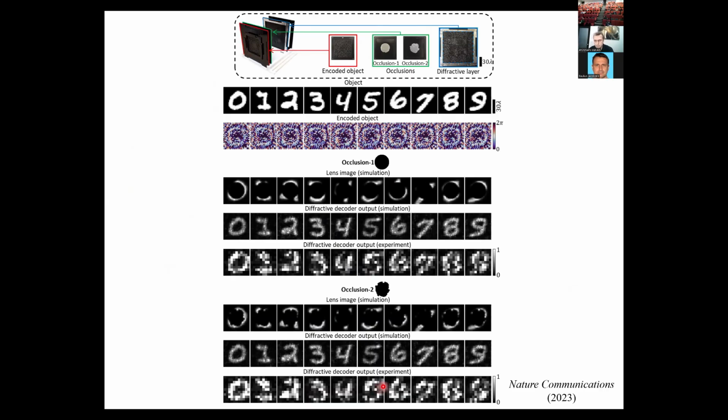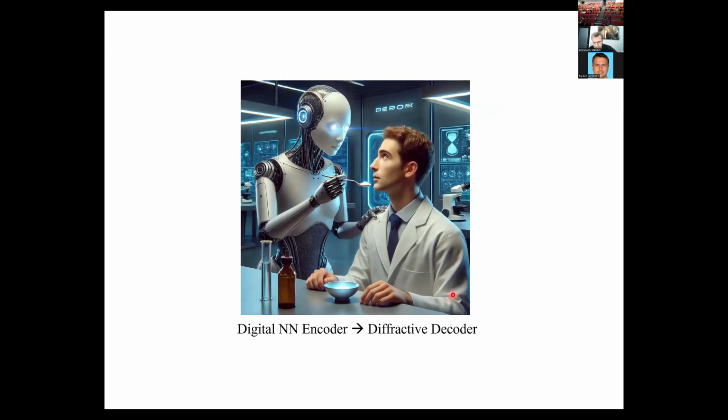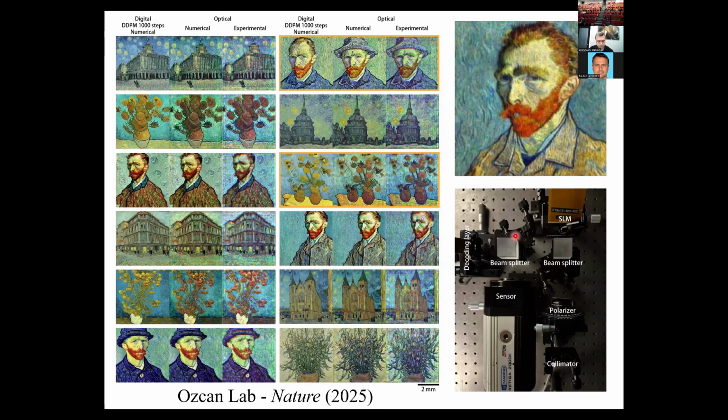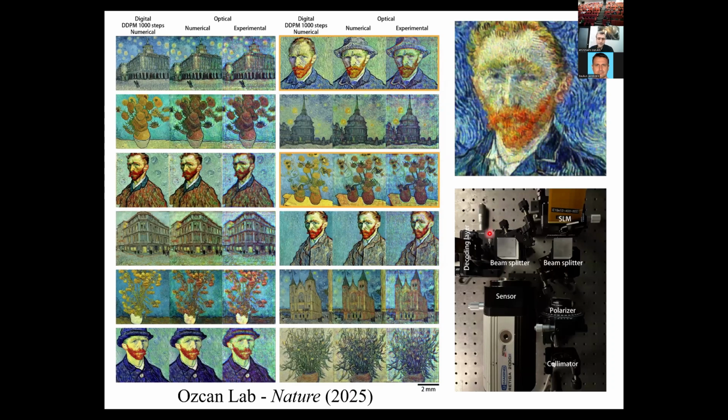In the last couple of minutes, I'll finish off with another exciting application of this collaboration, where, again, the idea would be digital encoders compressing the information, helping us reconstruct information through a diffractive decoder. This time, we will be looking into optical generation of images from random noise.